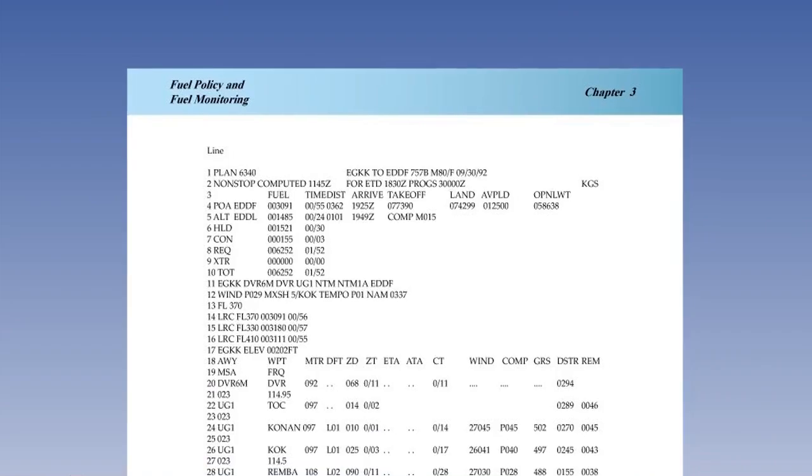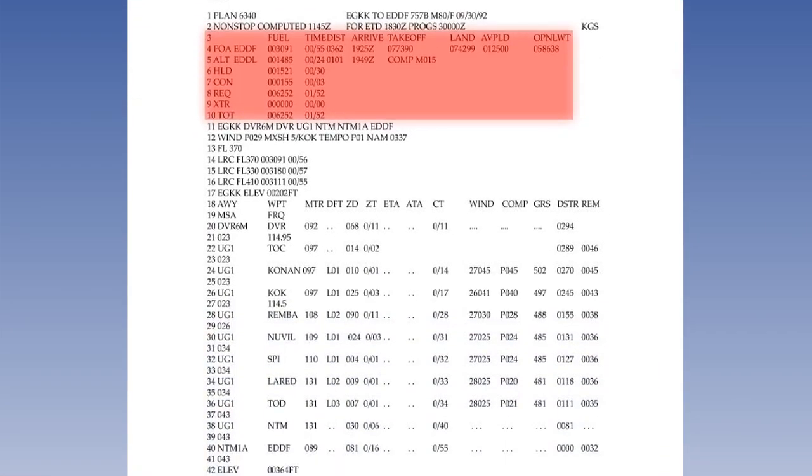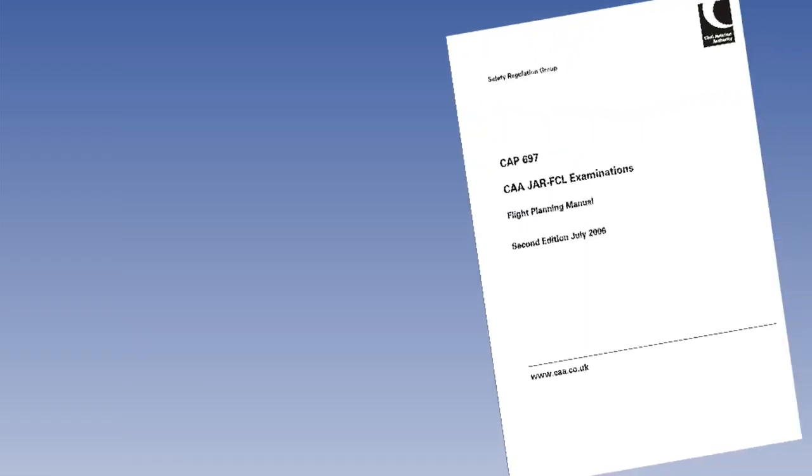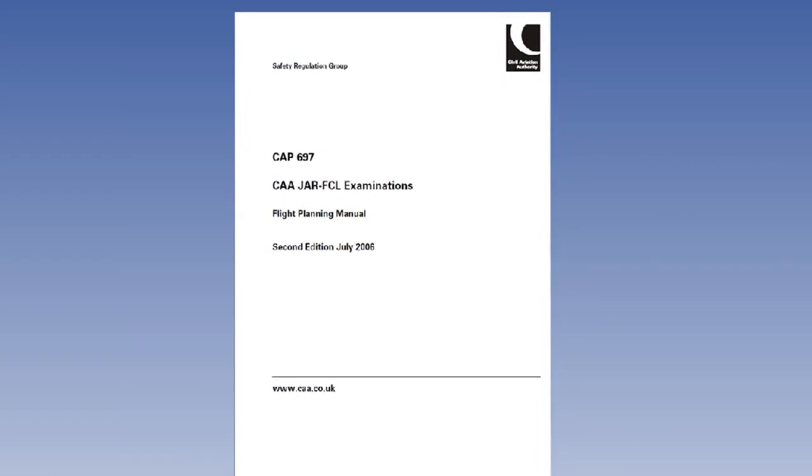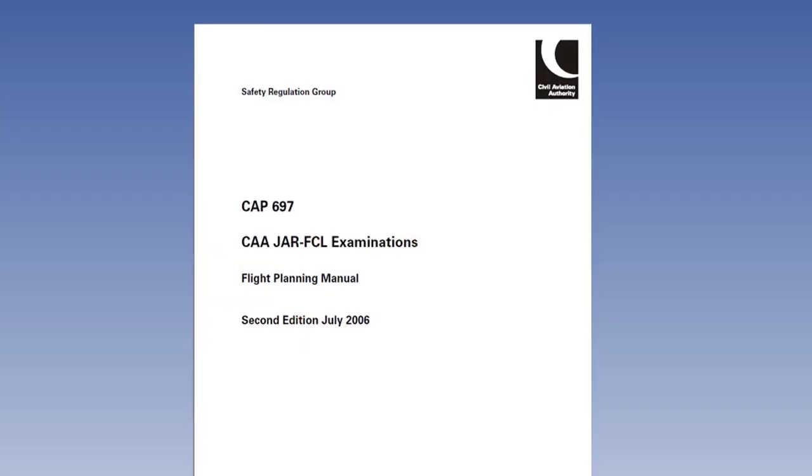and compare the figures with those produced in the computer-based flight plan. However, it is necessary for students to be familiar with the data in CAP 697. The fuel planning data for the MRJT is split into two sections: simplified fuel planning and detailed fuel planning. We shall start by looking at the simplified fuel planning section.